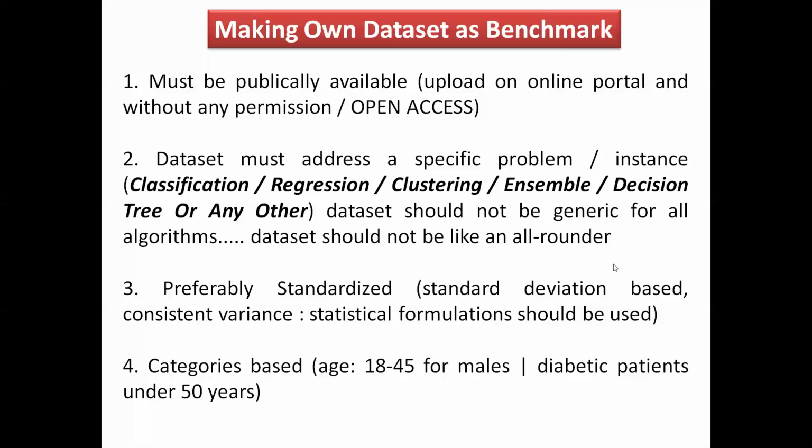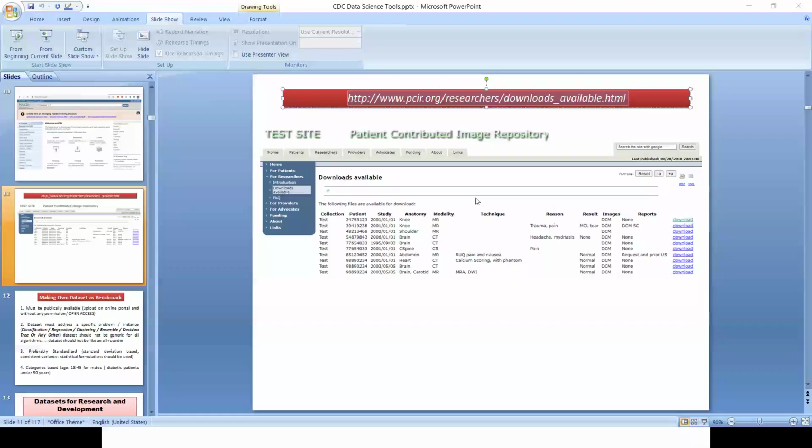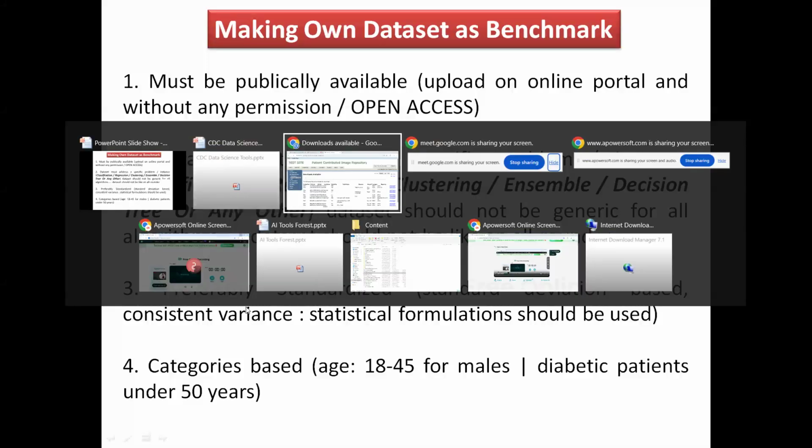It should not be generic. It should be specific, that this data set is only for classification. This data set is only for clustering. This data set can be used for decision making or neural network. So particular problem can be solved. Okay, or two to three problems. I'm showing you one sample also.